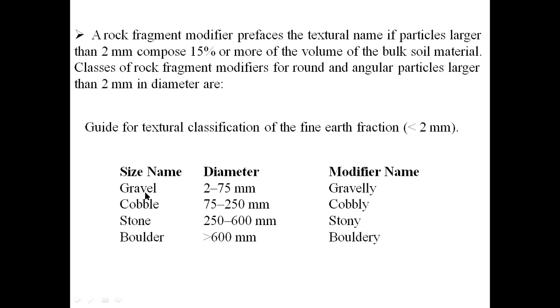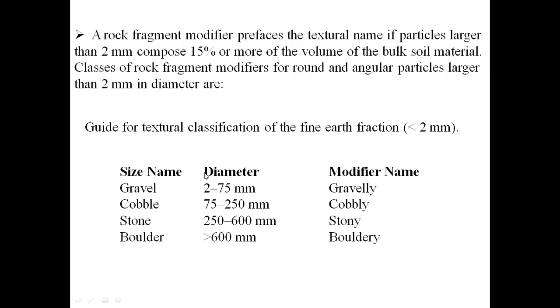So in gravel, if the size is 2 to 75 mm, the modifier name is gravelly. Cobble means 75 to 250 mm, that is called cobbly. And stones is almost 250 to 600 millimeters, it's called stony. And boulders means more than 600 millimeters, so bouldery.